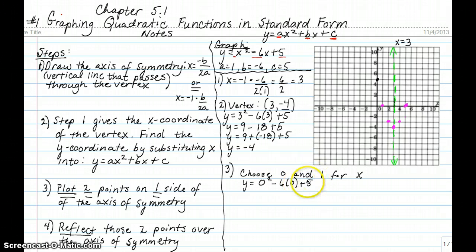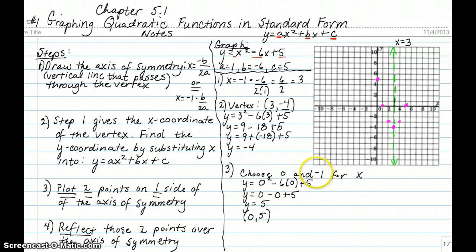Well, this is nice and easy because 0 squared is 0, 6 times 0 is 0, so y equals 0 minus 0 plus 5. You don't need this step. You could just have gone y equals 5. So the ordered pair, we chose 0 for x, and then we have the y value of 5, so (0, 5). Let's plot that, get the other color. So (0, 5), plot that right there.